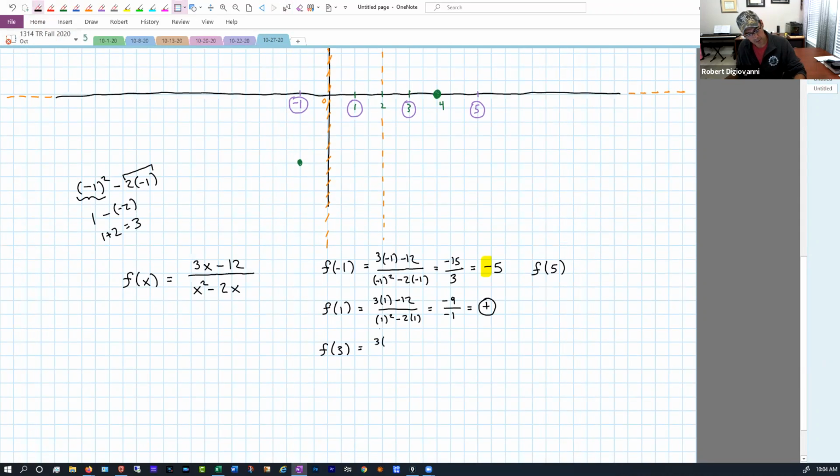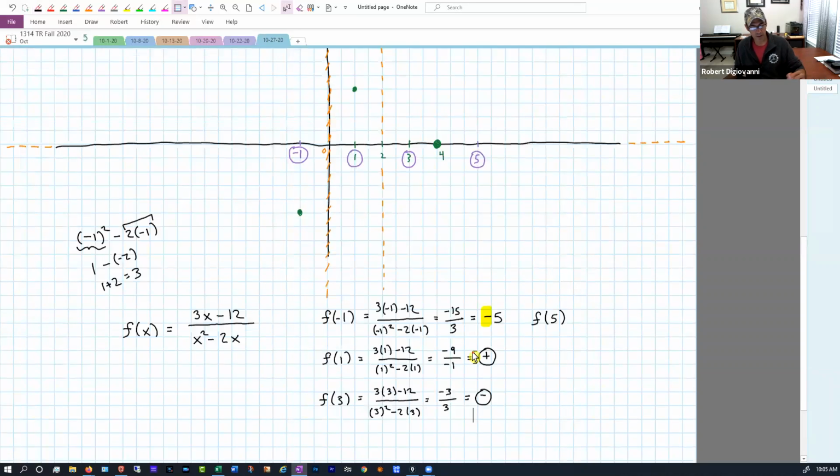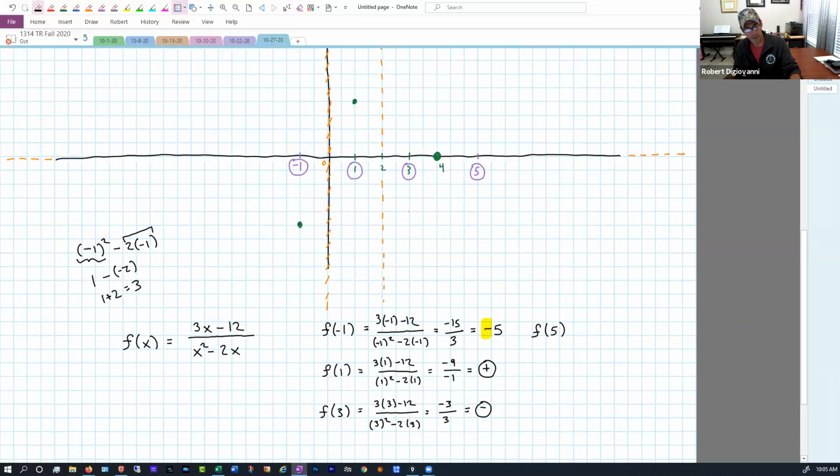So you plug in 3 times 3 minus 12 over 3 squared minus 2 times 3. So we get 9 minus 12, that's -3 over 9 minus 6, which is 3, which is going to give us now a negative number. So when I plug in 3, I get a negative answer. So when I plug in this 3, down below somewhere, I have a dot.